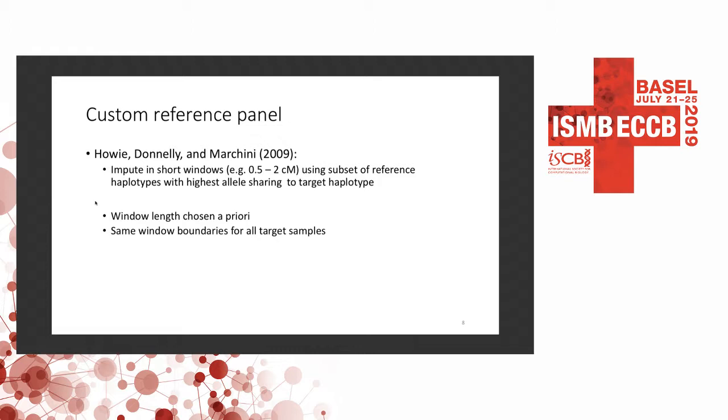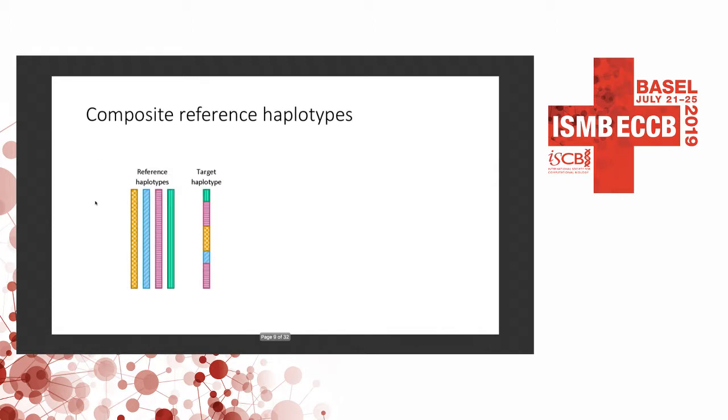So we wanted to develop a method that retains the strengths of this, but is much more flexible, so that instead of having small regions, we can model a whole chromosome with a limited number of haplotypes, and where we don't have to choose a priori where the window boundaries are. Instead, the data determines the lengths of segments that we use from the reference panel. So this led to the idea of a composite reference haplotype.